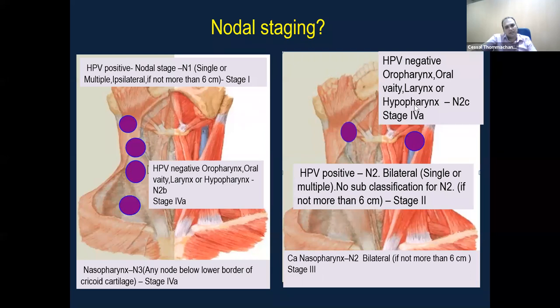In HPV negative carcinoma oropharynx, if we have bilateral nodes, it becomes N2C. If we have a p16 positive tumor, it becomes N2, and the minimum stage is stage 2. In nasopharynx, with bilateral nodes, it is N2, and the minimum stage is stage 2. Suppose you have T1, N2 in nasopharynx, it becomes stage 3.